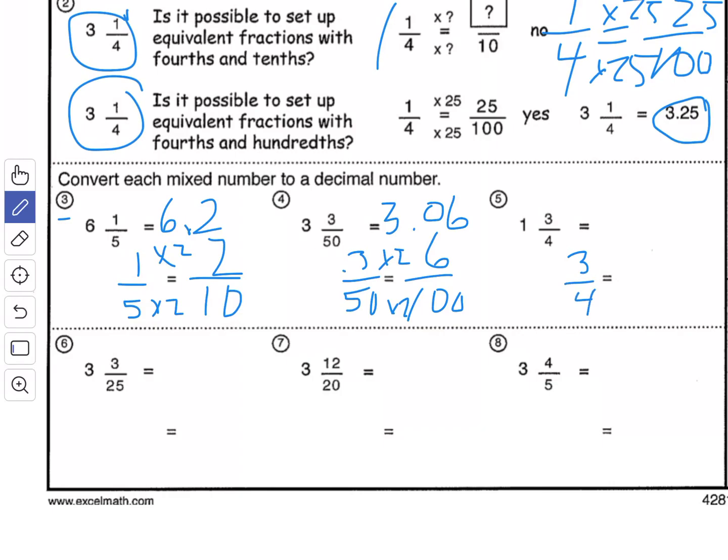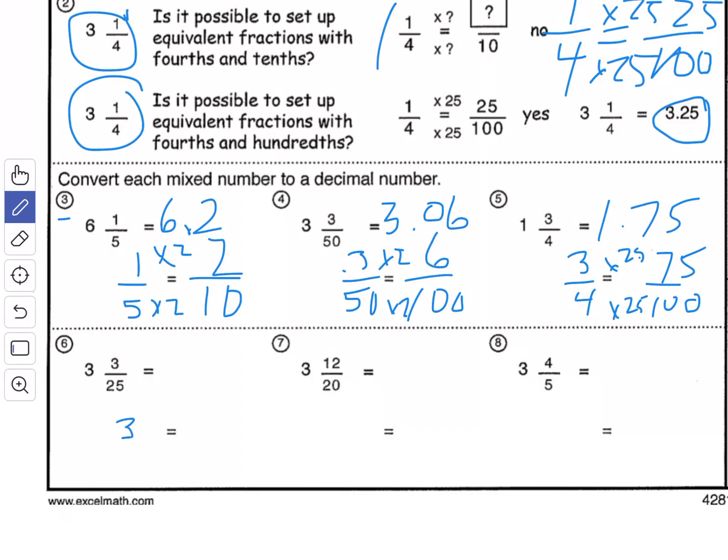All right, so you should have already done number 5. Written 3/4 right here. Let's start off with tenths. 4 times something is 10? Nope. How about 100? Yep. 4 times 25 is 100, so 3 times 25 is 75. 1.75, 1 and 75 hundredths. All right, pause the video, do 6, 7, and 8, and then turn it back on when you've done all 3.